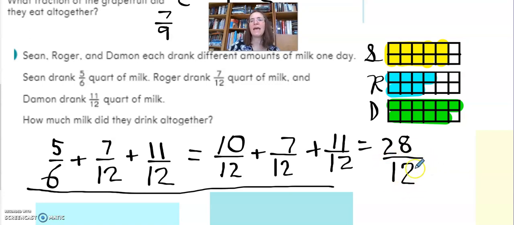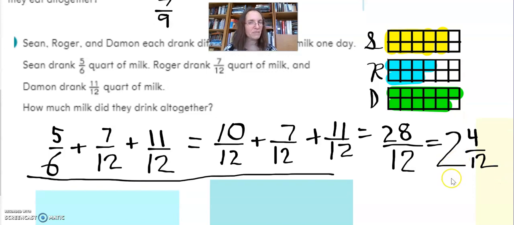So let me see. How many groups of 12 can I get out of the number 28? Well, I know I can get at least one. 12 plus 12 is 24, so I think I can get 2. If I had 28 and I took away 24, then that would leave me with 4 of them, right? So I'm going to propose that we have 2 and 4/12 of quarts of milk.